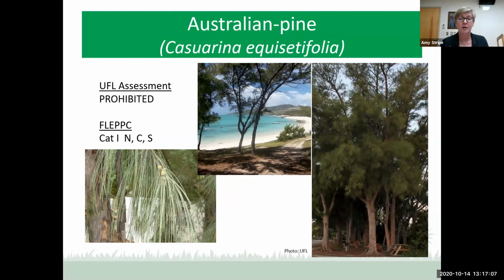So this is one of the many reasons why Australian pine is considered a prohibited species, I should say. And then in FLEPPC, it's considered a category 1 in North, Central, and South Florida. And by the way, it is not a true pine.